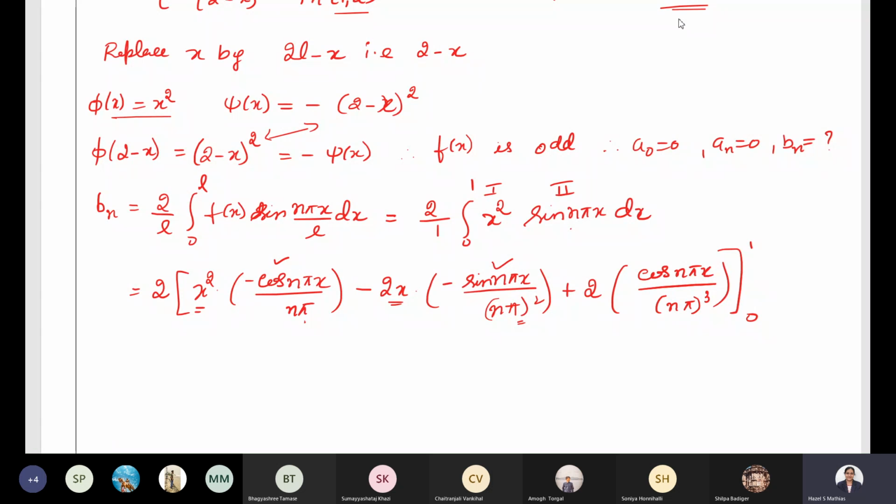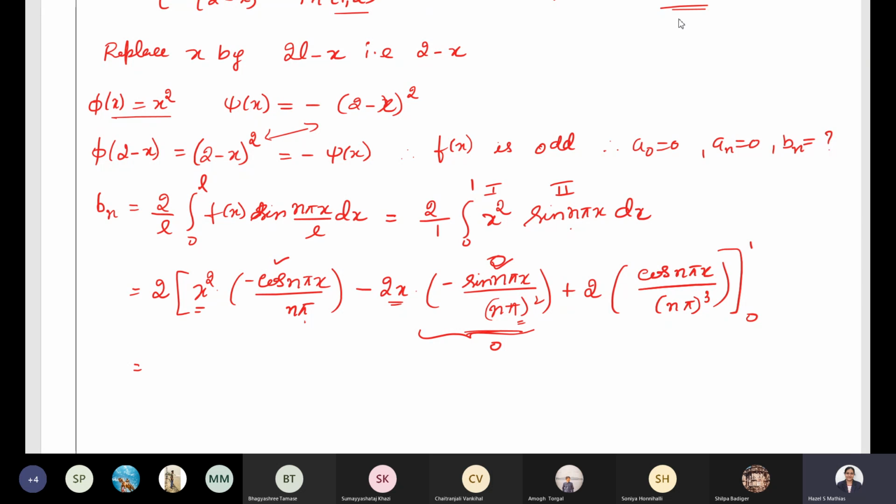Now we'll put the limits. What happens when we put the limit here? Just check this term, the intermediate term. When you put the upper limit x as 1, sine n pi will be 0. If you put x as 0 also, sine 0 will be 0. So this middle term will be 0.